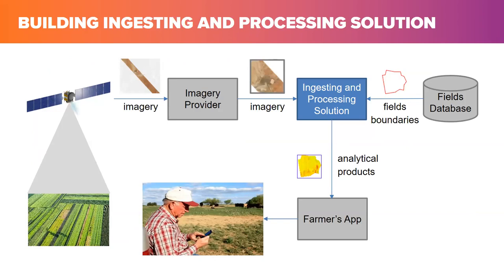Finally, let's proceed to the solution that we had to build. So what do we have? We have the satellites that make imagery, which is then sent to the imagery provider. And also there is a database with the farmers' fields data, and there can be more fields added there regularly as new users are signed up. And we have to build a solution that would get the imagery from the provider and fields data from the database and compute a range of analytical products for each field that are then visualized in the farmer's application. And using this application, the farmers will regularly get information about what's going on in their fields.